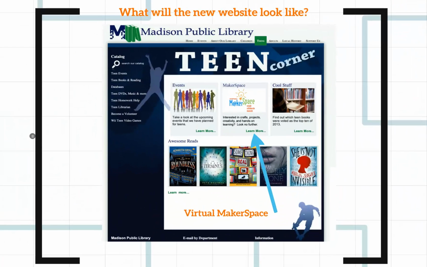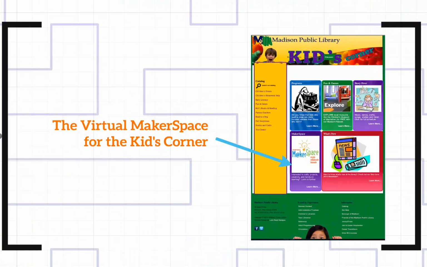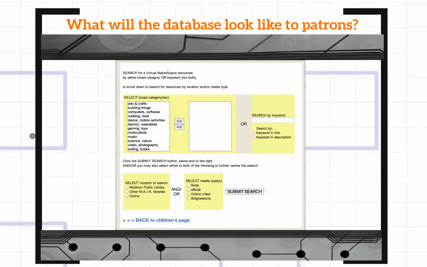After the database is added, this is what the Teens page will look like. Likewise, the Kids page will exhibit the appropriate update. When patrons access the database, they will see this form, which allows for searches based on location, media, keywords, and broad categories.